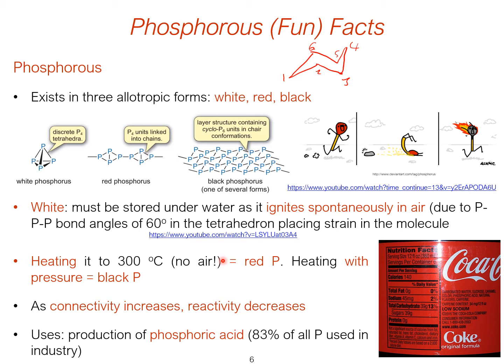And if you heat the white phosphorus to 300 C, and obviously not in the presence of air, you get red phosphorus. And then heating it even further gives you black phosphorus. And as I say, as the connectivity increases, the reactivity decreases. So black phosphorus is a lot more stable. And it's mainly used to produce phosphoric acid, which is found in large quantities, in fact, in Coca-Cola.